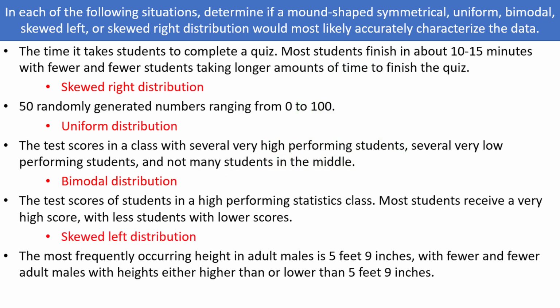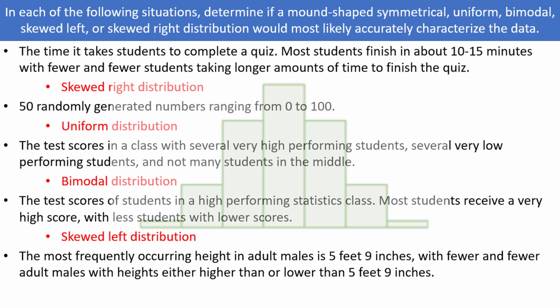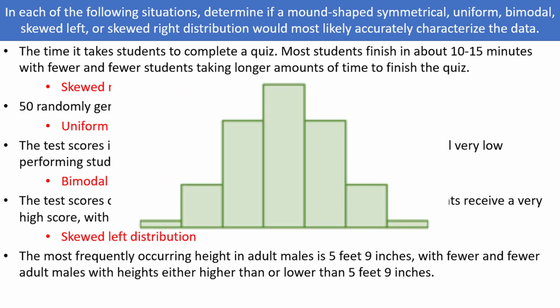Finally, we have the most frequently occurring height in adult males at 5 feet 9 inches, with fewer and fewer adult males with heights either higher than or lower than 5 feet 9 inches. This sounds like the biggest bar of the histogram would be right at 5 feet 9 inches, with decreasing bars as you increase or decrease from 5 feet 9 inches. That sounds a lot like a mound-shaped symmetric or normal distribution.